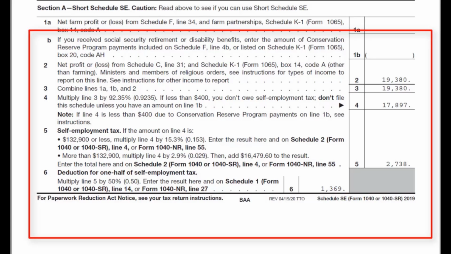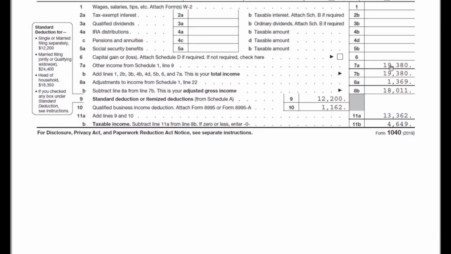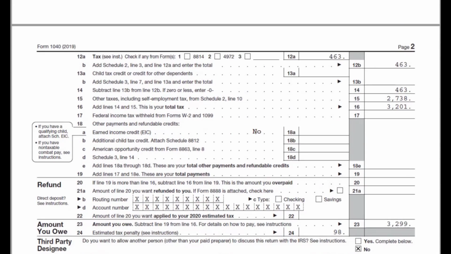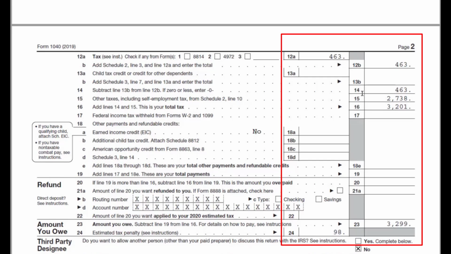So she understands that much better now. She now understands where the $19,000 comes from. She understands where the $1,300 comes from, which is half of her self-employment tax. She understands her deductions, and she understands how the taxable income is calculated. She goes to her page 2. She understands how the tax is getting calculated based on her tax bracket. She knows why she's owing an additional $2,700 because that's the self-employment tax. And she understands that if she adds her income tax plus her self-employment tax, that's her total tax liability.